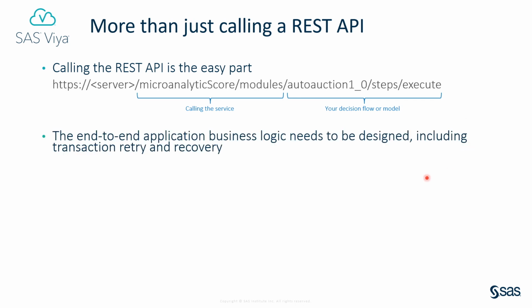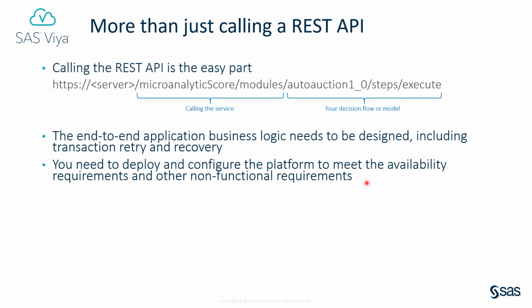However, the end-to-end application business logic needs to be designed, including the transaction retry and recovery. For example, what happens if the response from my auto auction decision flow is too slow? Does the application time out? Does it retry? What is the recovery logic in here? What error message might be presented to an end user, for example, if they were filling in a form? You need to deploy and configure the platform to meet the availability requirements and other non-functional requirements, for example, your security requirements.